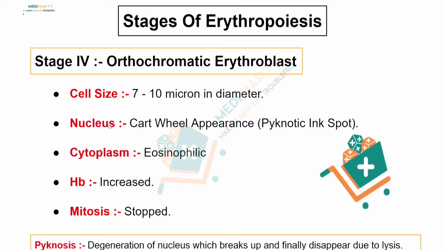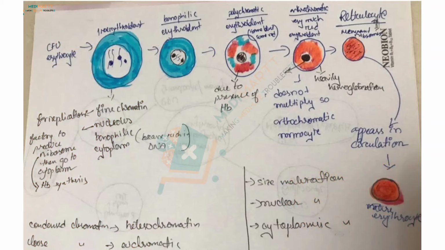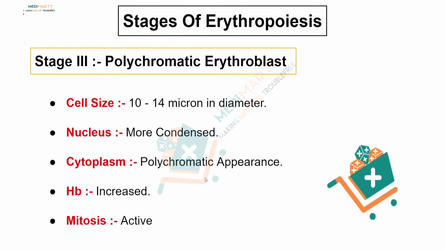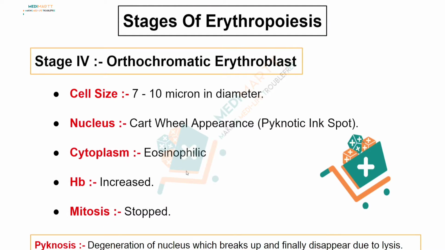Now let's talk about the nucleus. The nucleus of the orthochromatic erythroblast has a cartwheel appearance, that is a pycnotic ink spot. Let's see how it looks. This is the nucleus, it is pycnotic, and cartwheel appearance means it will look like the wheel of a cart. Now the cytoplasm is eosinophilic. It is not basophilic. Basophilic means blue colored, and eosinophilic means a little reddish color.